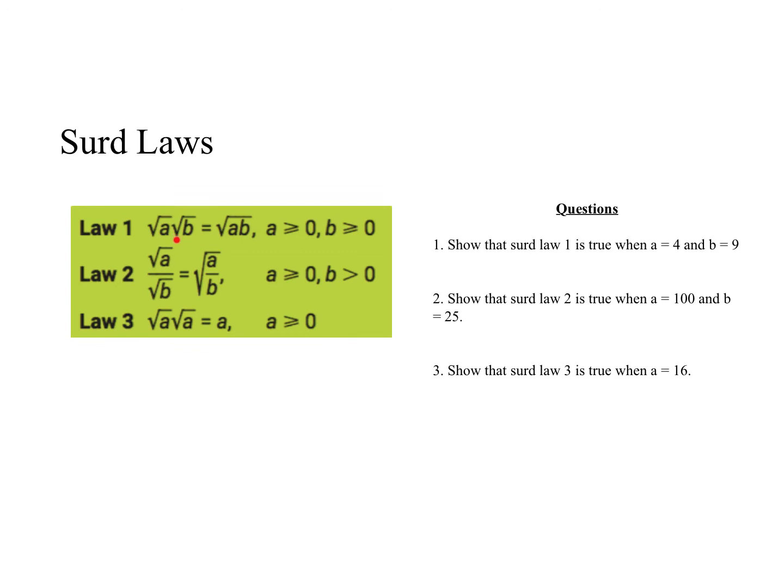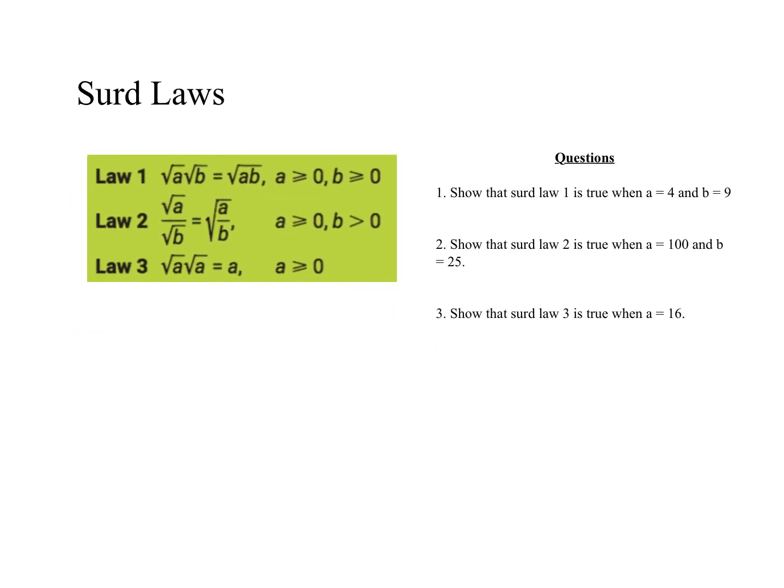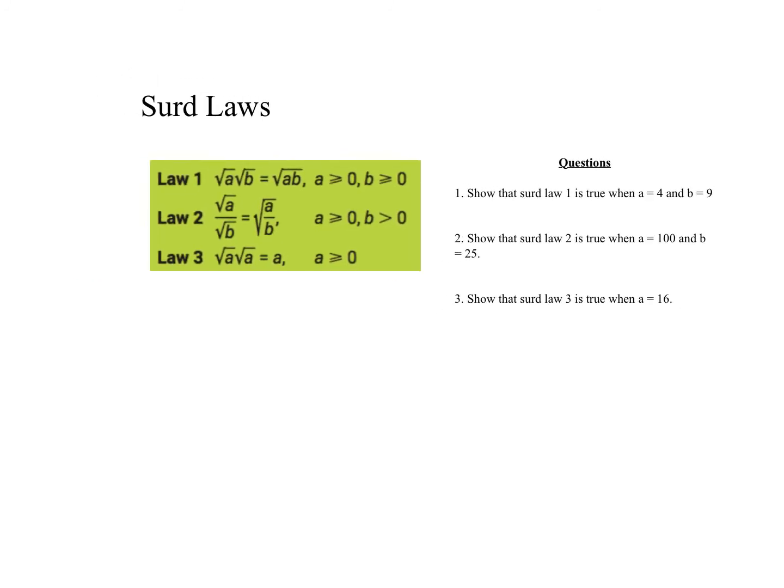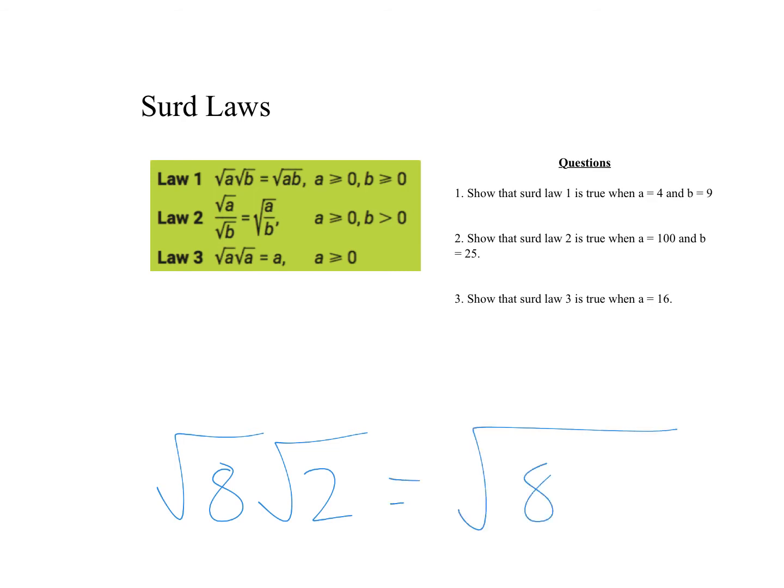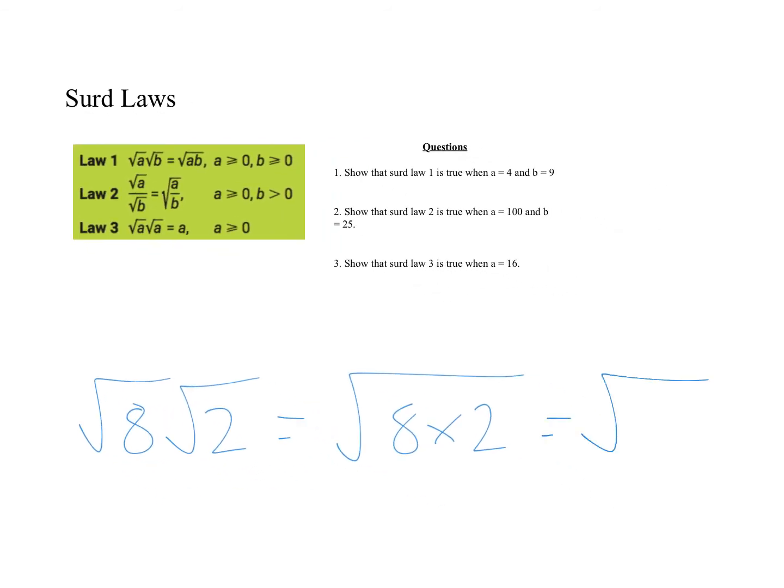What we can do to simplify that is just get the square root of both of those multiplied together. So a practical example of this will be square root of 8 times by the square root of 2. Well, we can just simplify that by multiplying the two square roots. So that's square root of 8 by 2, or we could say it's the square root of 16. And that simplifies to 4. So that's a nice example of surd law 1.